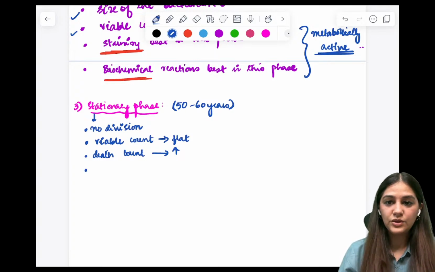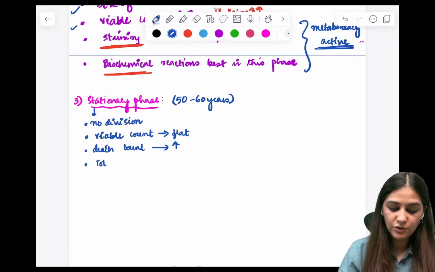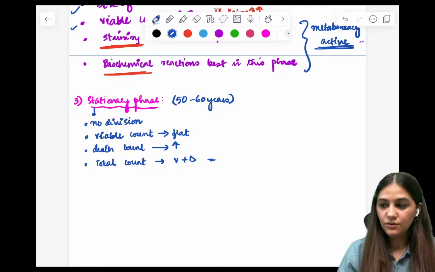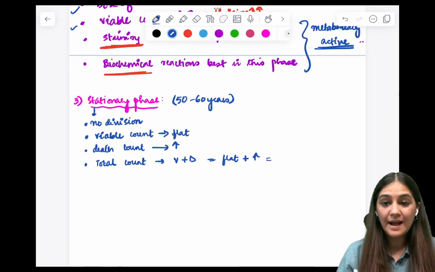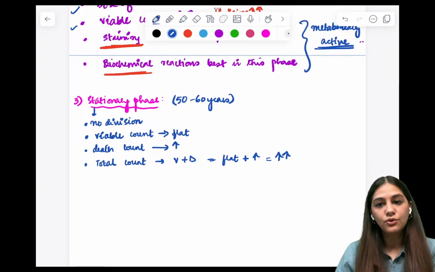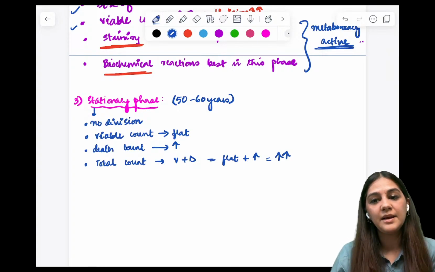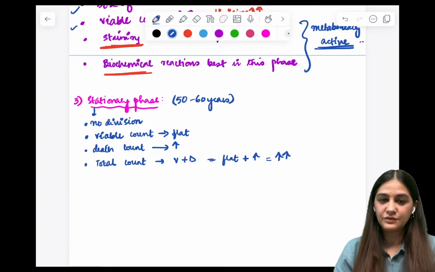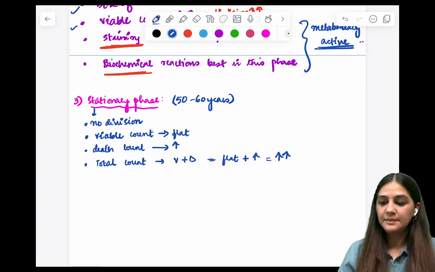So, because of that, what is going to happen to your total count? So total count is what? Viable plus death. Is viable count increasing? No, it's flat. Is the death count increasing? Yes. So what is going to happen to the total count? It is going to increase. Right? So total count is going to increase, but the viable count is going to be flat and the death count is going to increase a little because yes, there are few people who can die at 50 or 60 years of age. So okay, division is not taking place.